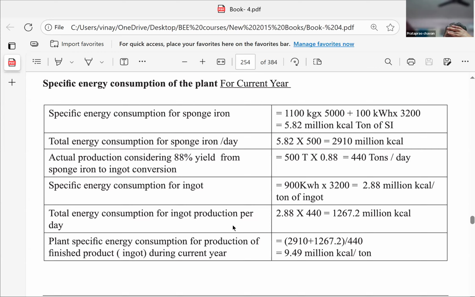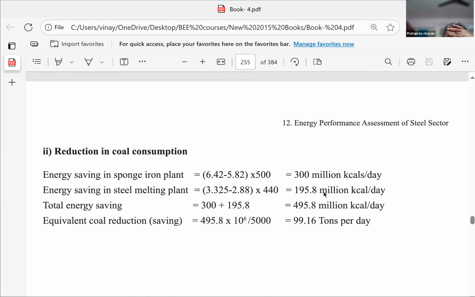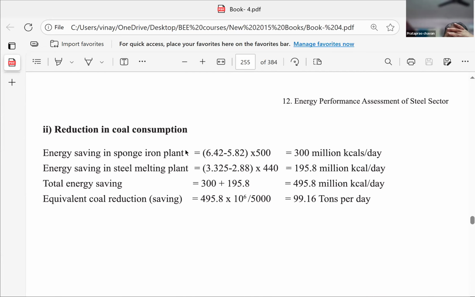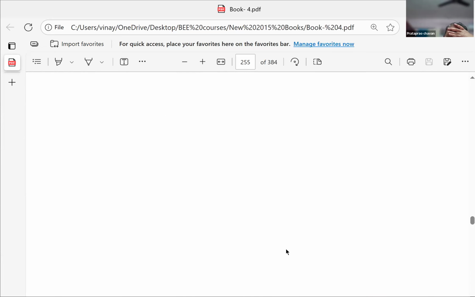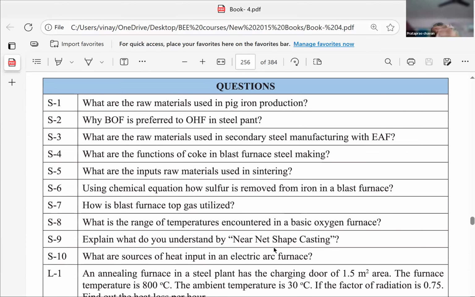Heat is directly in kilocalories. If it is electrical energy you want to convert, multiply by 860 and use it. And denominator is always the per ton, per kg, whatever the value you want to find out, specific energy consumption. Both these calculations are self-explanatory. So reduction in coal consumption, how much has it become? Okay, so much and so much, depending on they have given you the calorific value and all that.